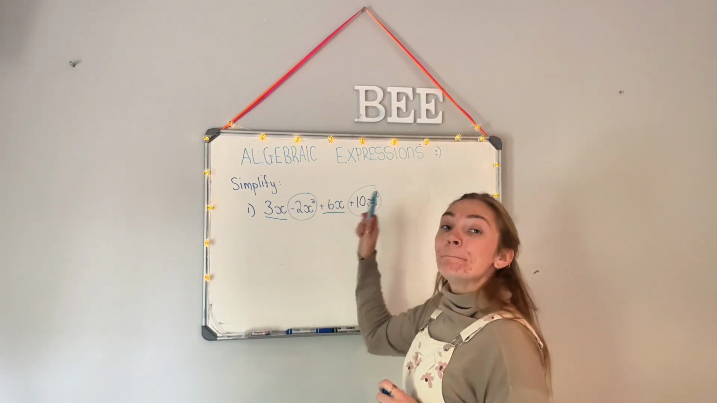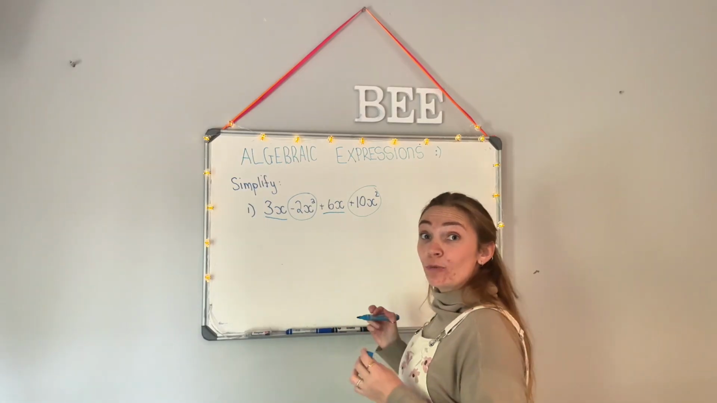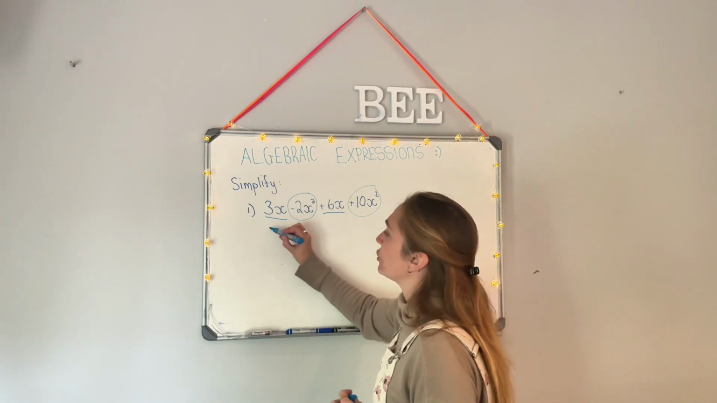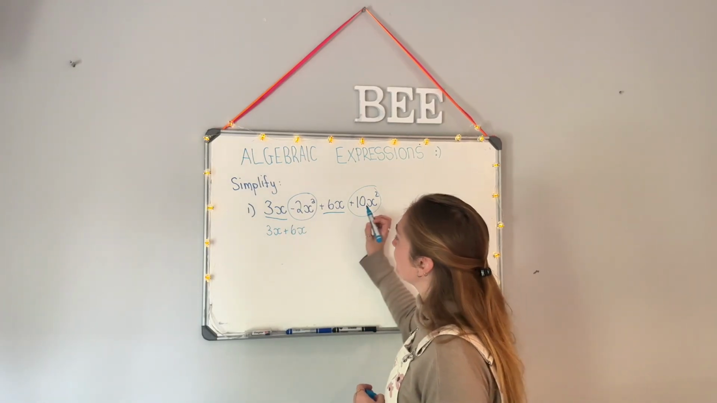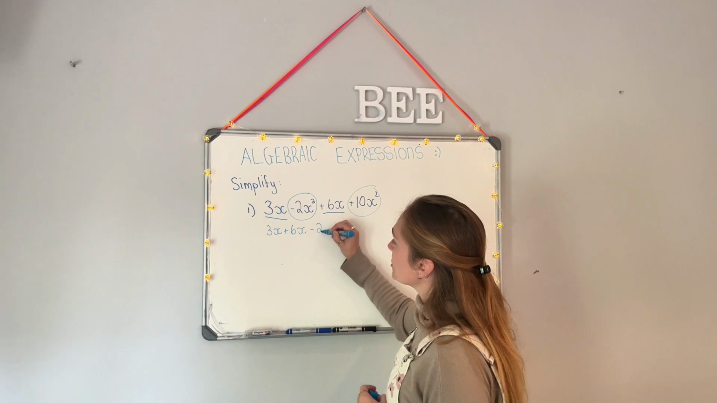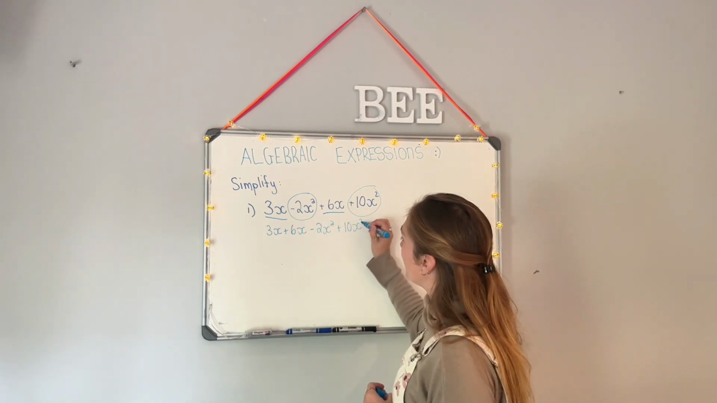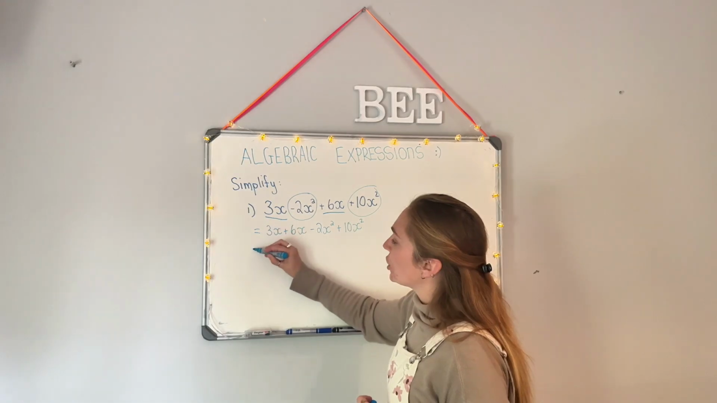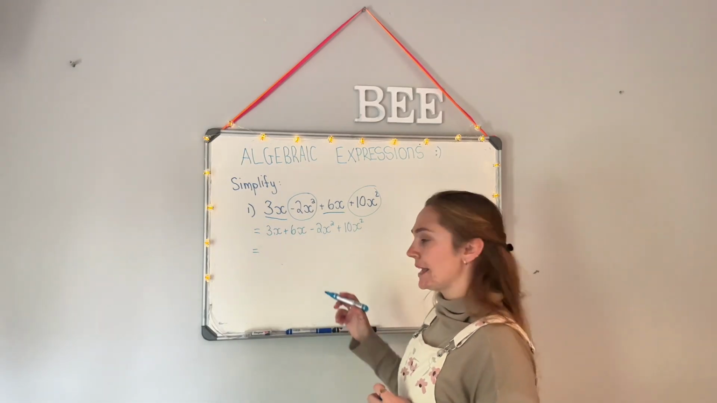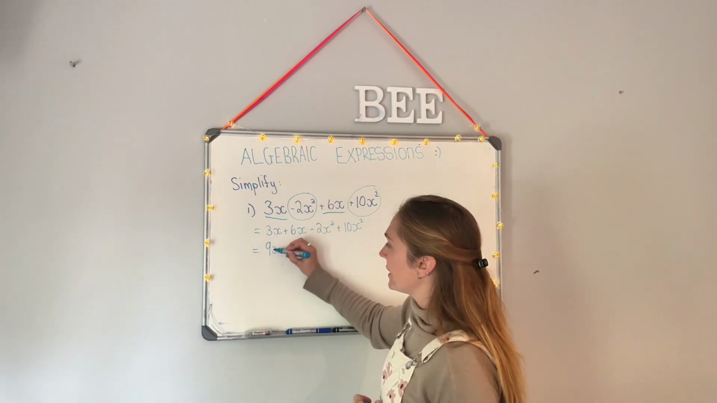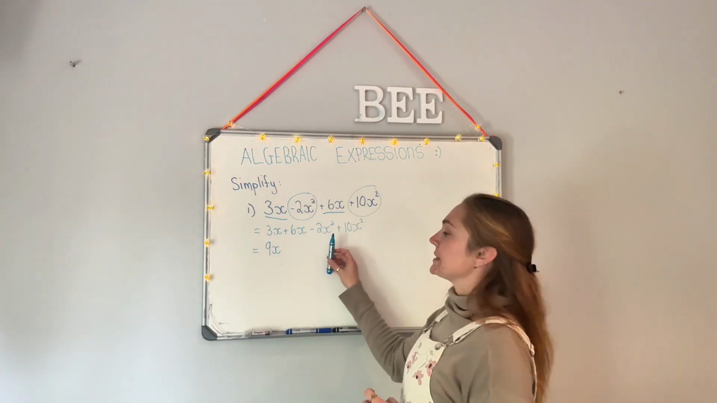Okay. Remember to look at the signs you are working with. So let's just rearrange this so that you can see who's working with who. 3x plus 6x minus 2x squared plus 10x squared. Now let's work with the 3x and the 6x first. 3 plus 6 is 9. 9x.